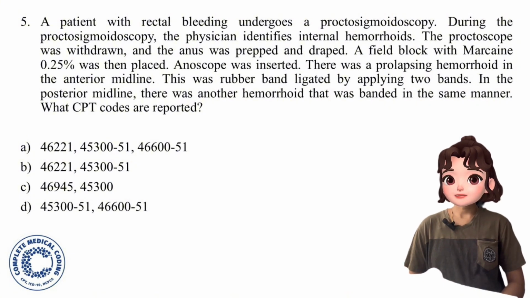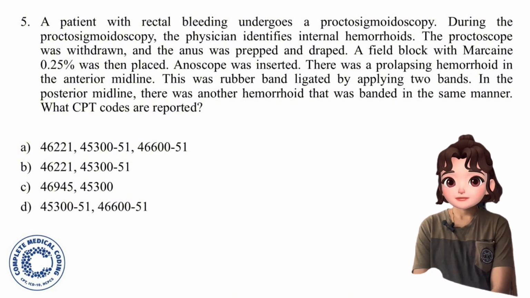The proctoscope was withdrawn and the anus was prepped and draped. A field block with Marcaine 0.25% was then placed. An anoscope was inserted. There was a prolapsing hemorrhoid in the anterior midline. This was rubber band ligated by applying two bands. In the posterior midline, there was another hemorrhoid that was banded in the same manner. What CPT codes are reported?